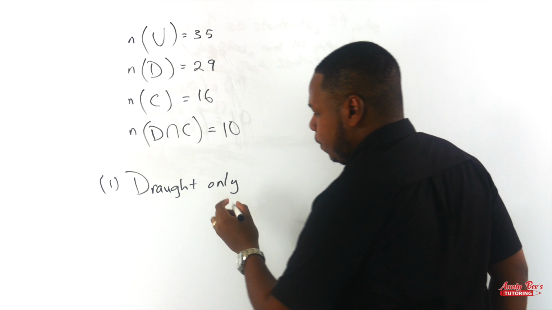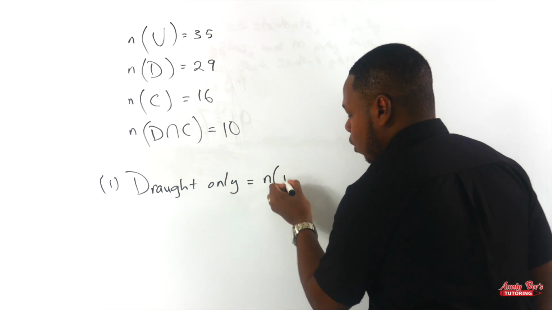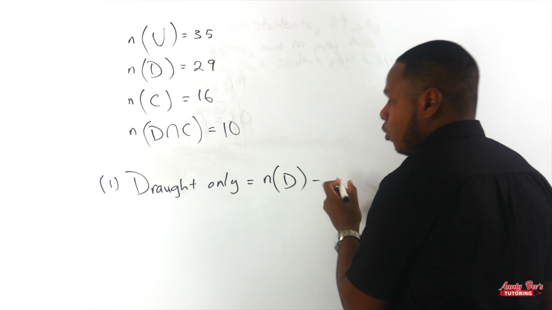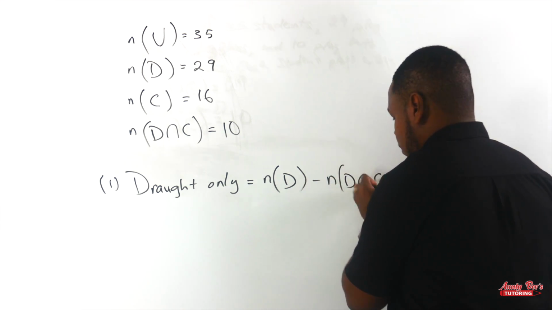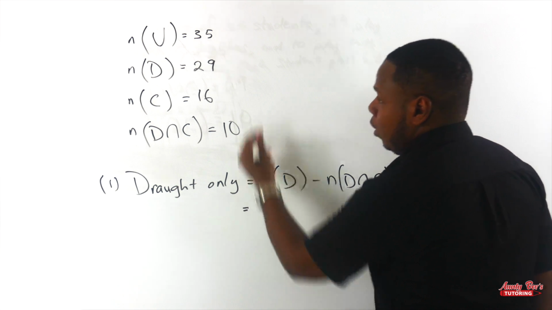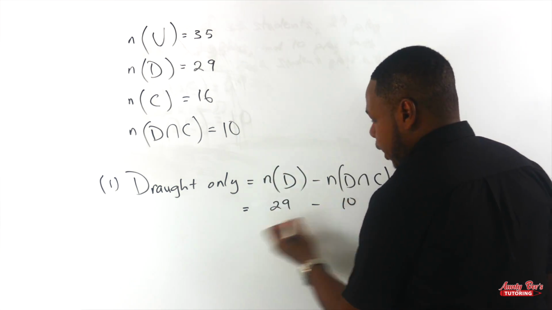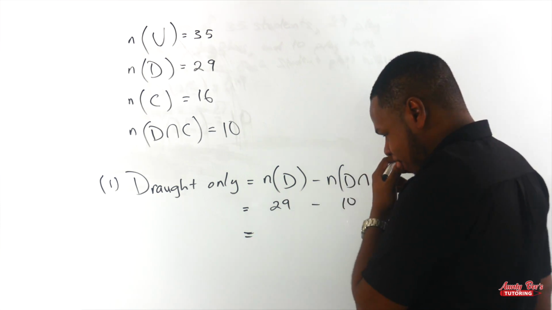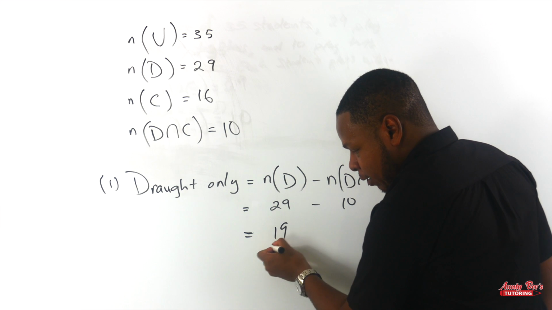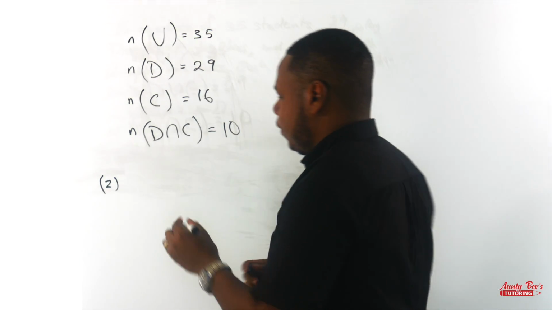that would be equal to the number for draughts minus the intersection, right? So that's simply 29 minus 10. Easily. What's that again, guys? 19? I would say yes. As simple as that.